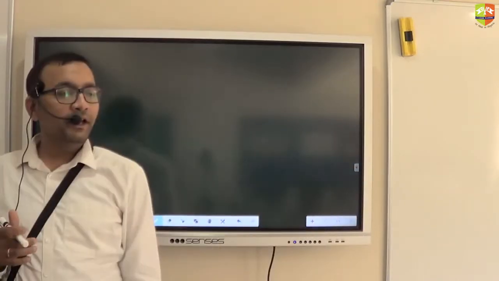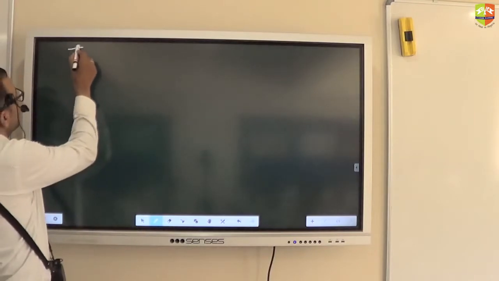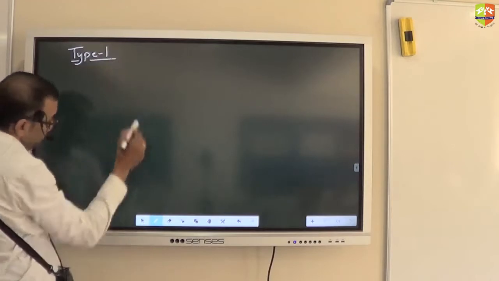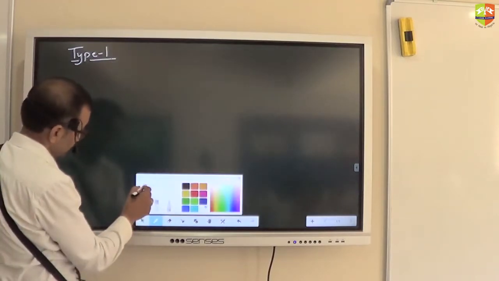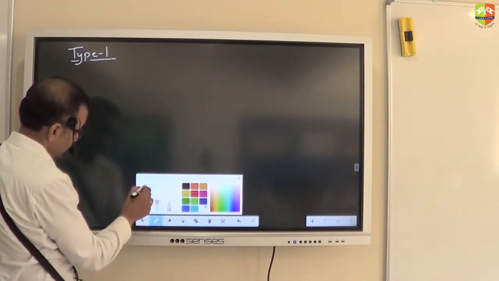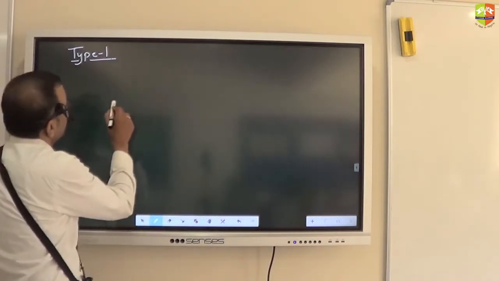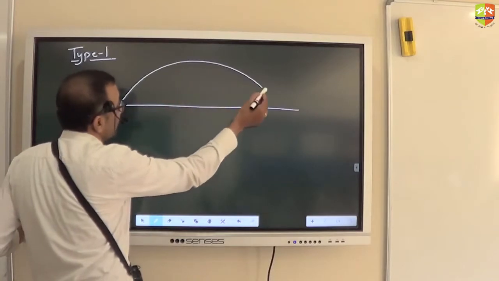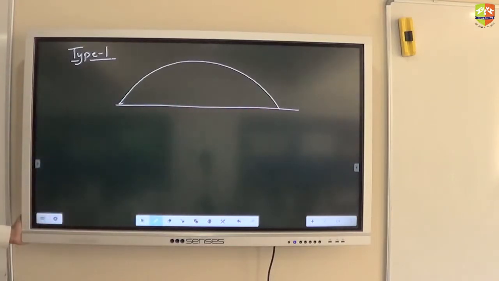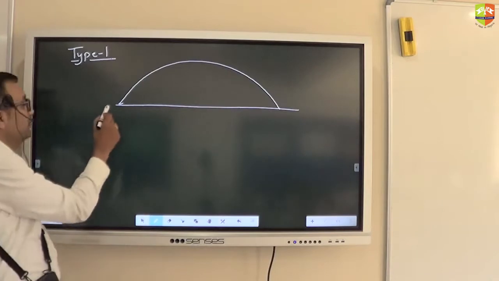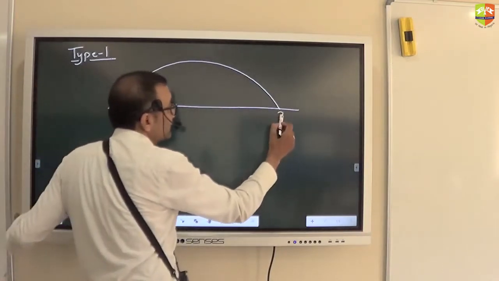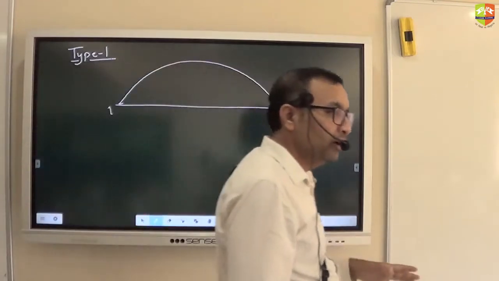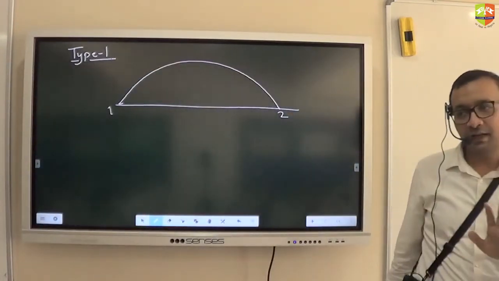So we have taken type 1 projectile. Last class I'm talking about. We have taken type 1 projectile, which was what? A projectile fired from point 1 and it ends its journey at point 2, where point 1 and 2 are at the same height. Right? This is a type of projectile.